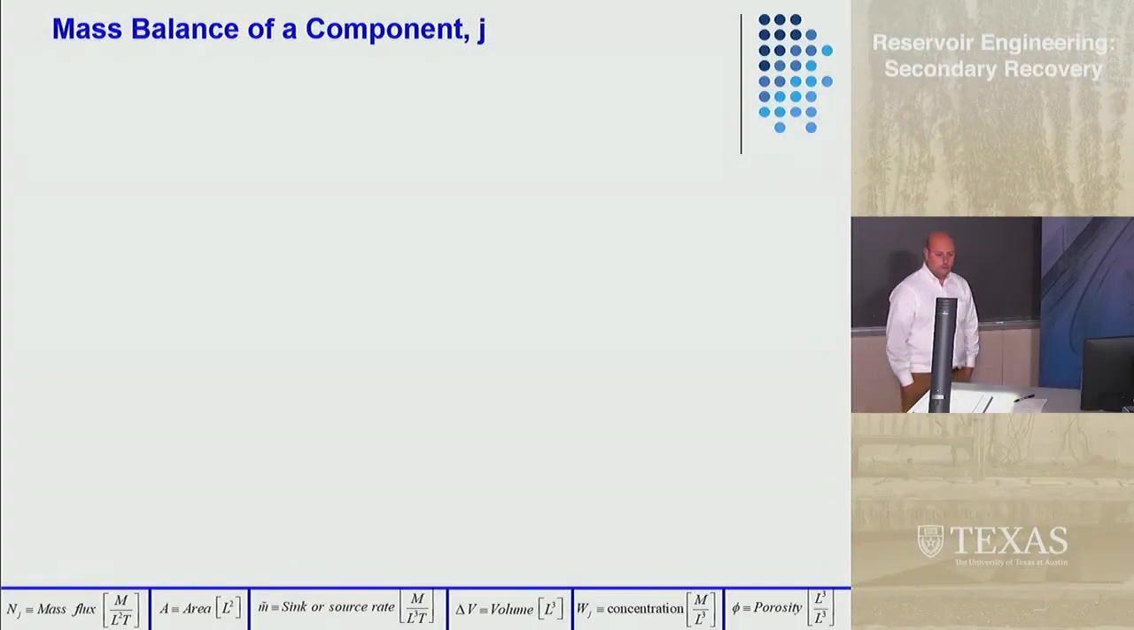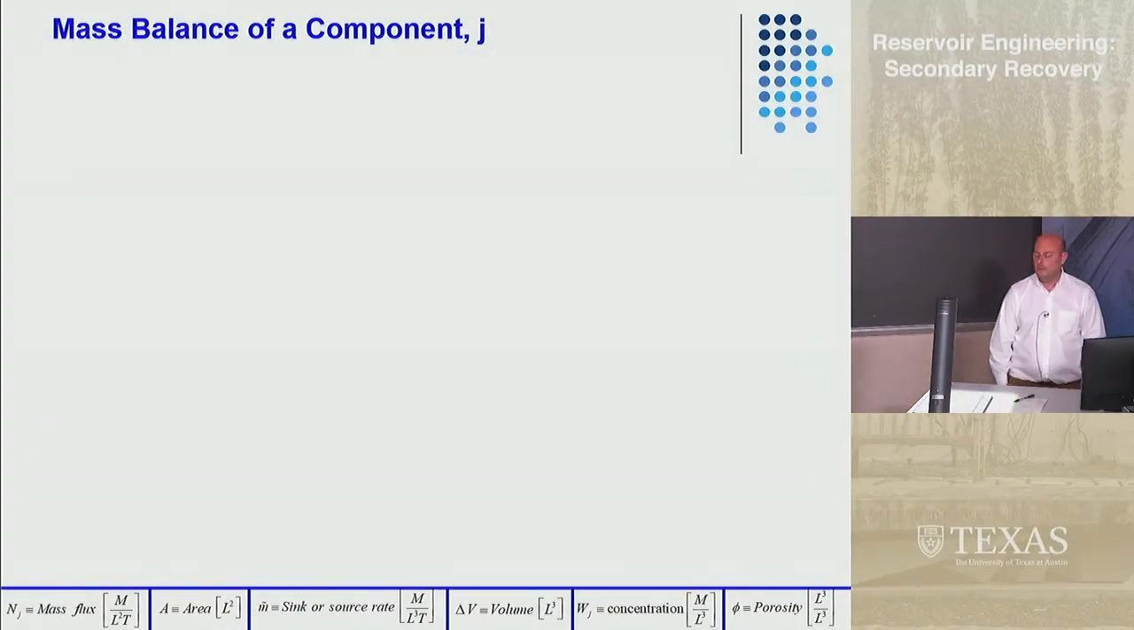A component would be any identifiable molecule, salt, sodium chloride, methane, carbon dioxide, water, any mineral, anything, any of that could be a component, right? And so what we want to do is do a material balance on this component, J.